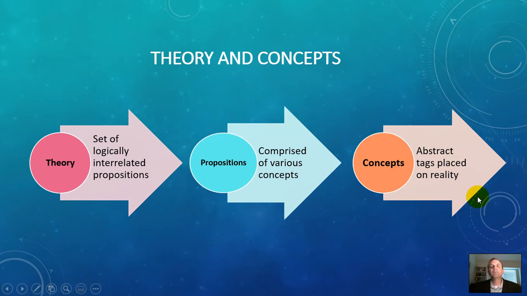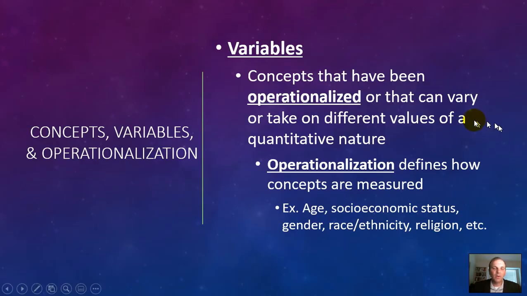So how does knowledge move forward? If everything is in this philosophical, metaphysical domain that can't be assessed, that you can't really observe directly, right? Well, that's where variables come into play. Variables are concepts that have been operationalized, essentially. They can vary or take on values of different nature. There can be qualitative variables and quantitative variables. Quantitative is numeric data, qualitative is non-numeric data, essentially.